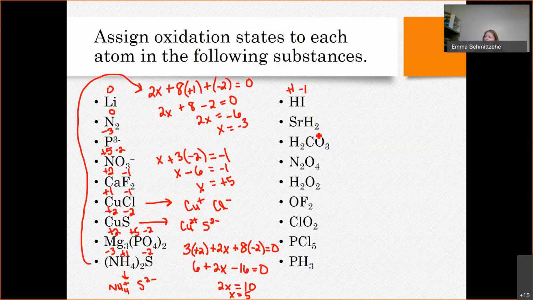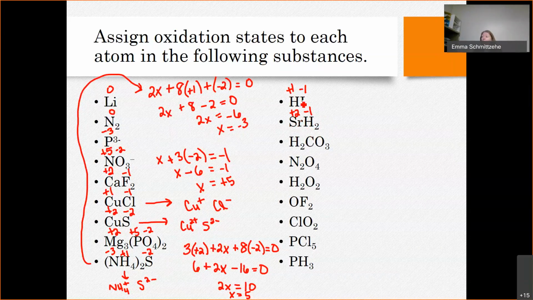And then next up, I have SrH2. And so you can start with either. You could say, okay, strontium is group 2, so that has to be +2. And hydrogen is with a metal, so it needs to be -1. And when you look at that, that's a neutral compound. It has to sum to 0, and it does because you have +2 and you have 2 -1s, and so that adds to 0, okay?